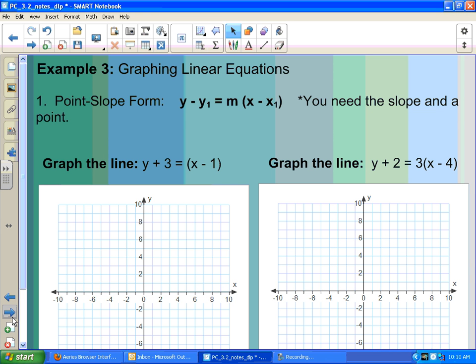Slope intercept form. Go through b, tell me where the slope is, and then follow it. Point slope form, start with the point, tell me where the slope is, go with it. Standard form, cover up x, find y. Put it on the y-axis. Cover up y, find x. Put it on the x-axis. Connect the 2 points.